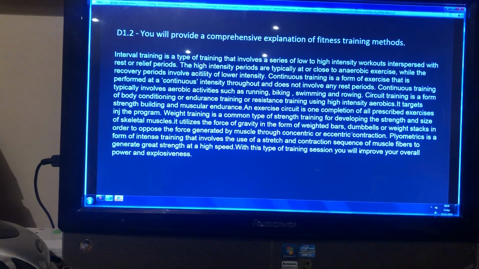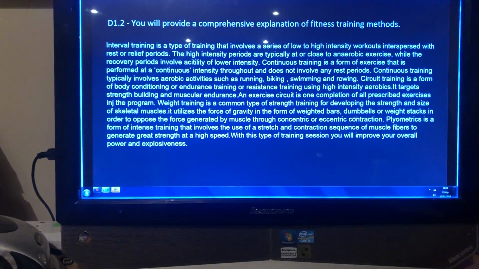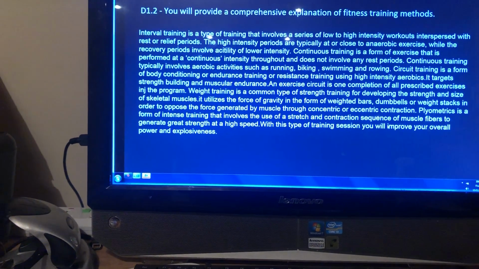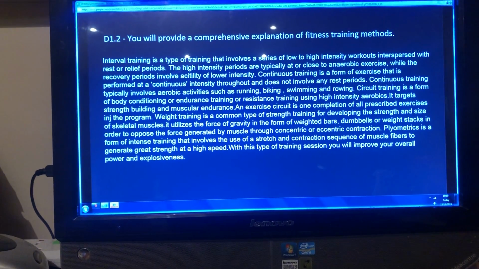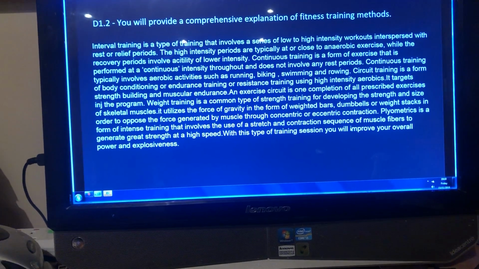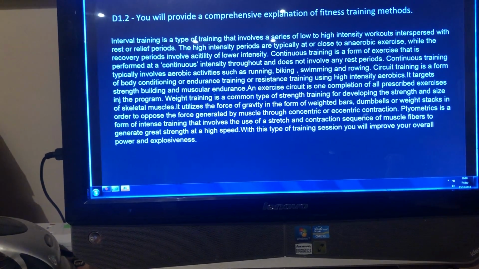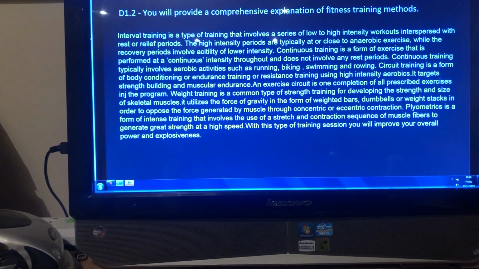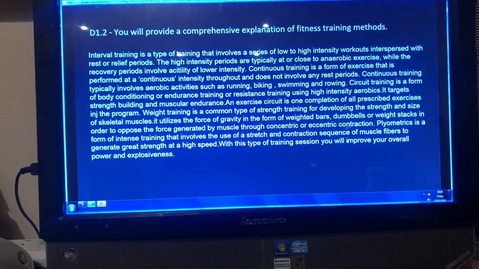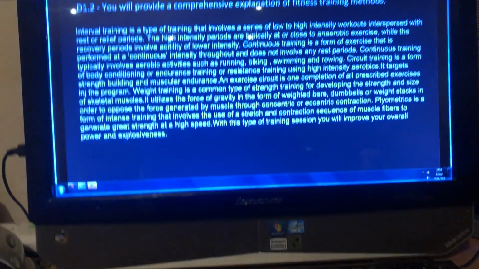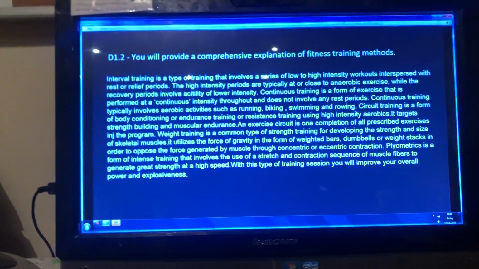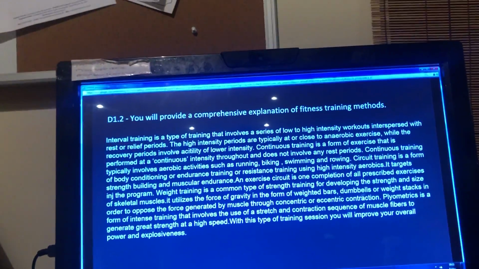Interval training is a type of training that involves a series of low to high intensity workouts with rest or relief periods. The high intensity periods are typically at or close to aerobic exercises, while the recovery periods involve exercise of low intensity. Continuous training is a form of exercise that is performed at continuous intensity throughout and does not involve any rest periods. Continuous training typically involves aerobic endurance such as running, biking, swimming and rowing.